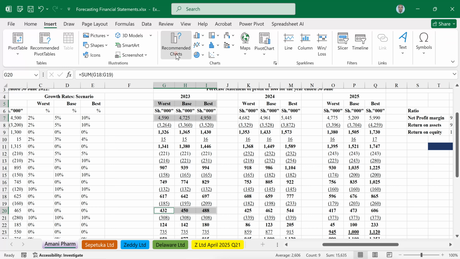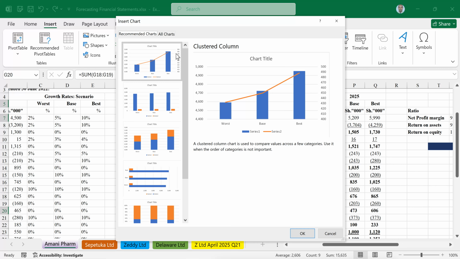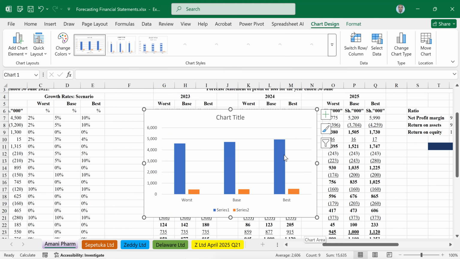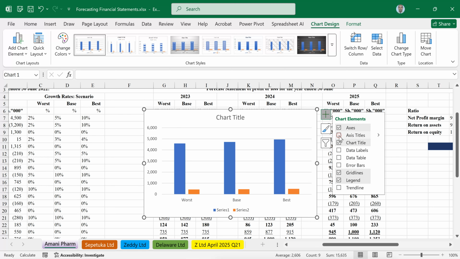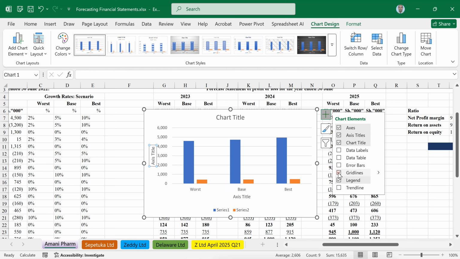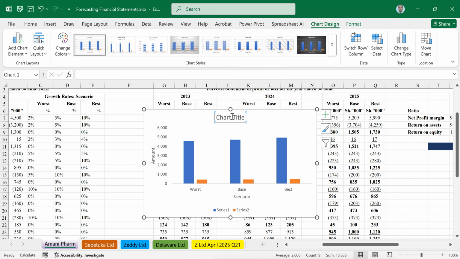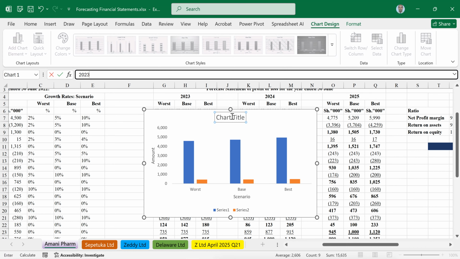Just pick a recommended chart, any chart. This one, then okay. Edit it. So bring in the axis title. You can use grid lines if you want. This other side is amount, then this one is scenario. Then this is the 2023 chart.